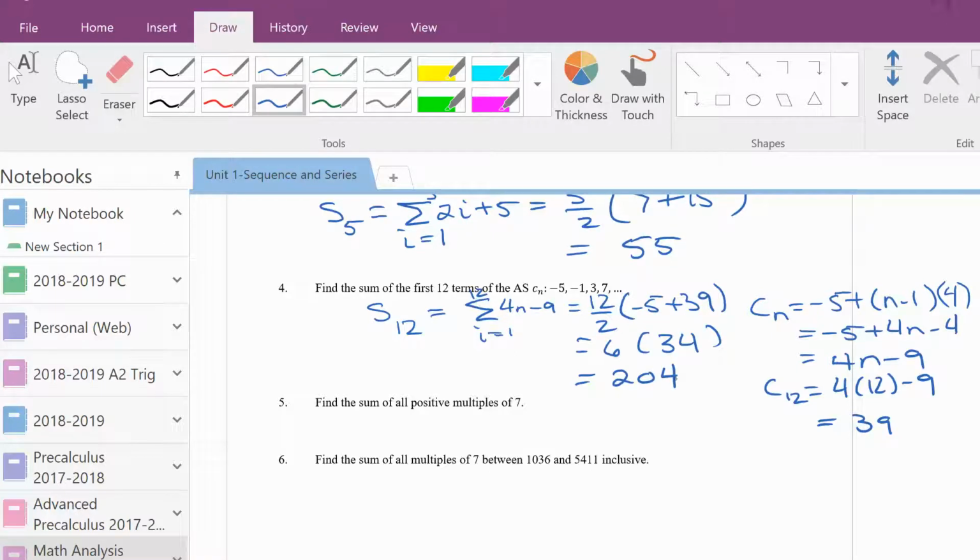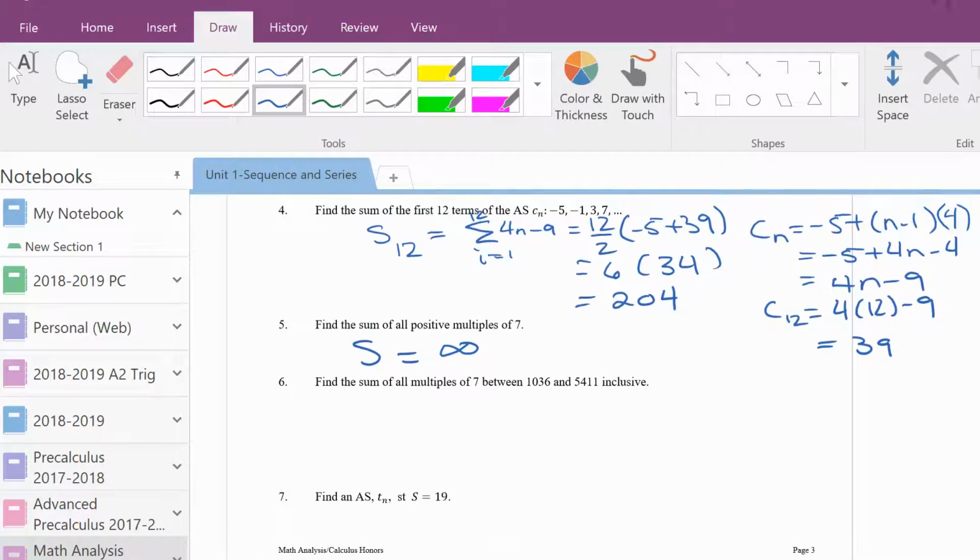Number 5 says find the sum of all positive multiples of 7. Well, all positive multiples of 7 is an infinite amount, and the difference is positive because you're going up by 7, so that means the sum is going to be infinite.